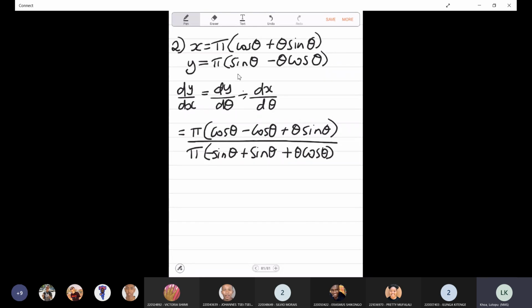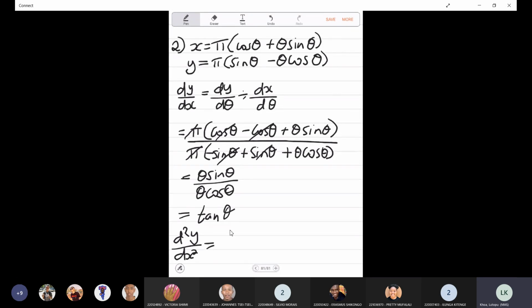Okay, so I think now it's fine. Cos theta minus cos theta, theta sine theta, minus sine theta, plus sine theta, plus theta cos theta. Yes, now it's fine. Then we can cancel. This is theta sine theta over theta cos theta, which is just tan theta.